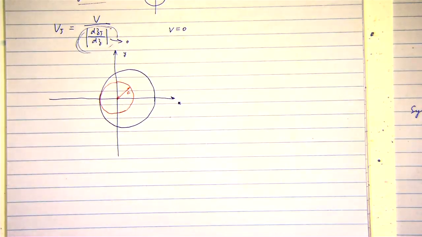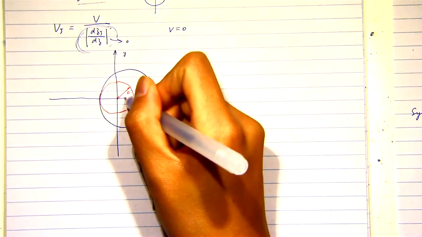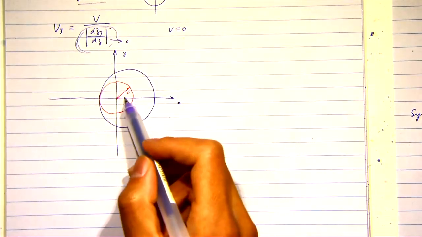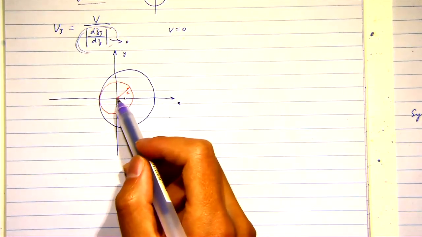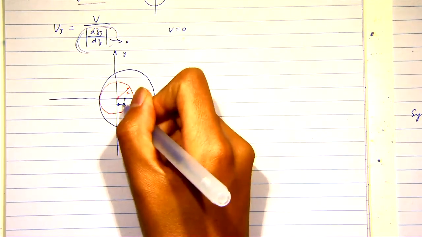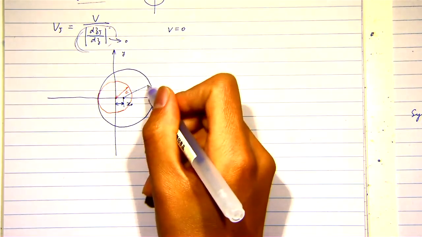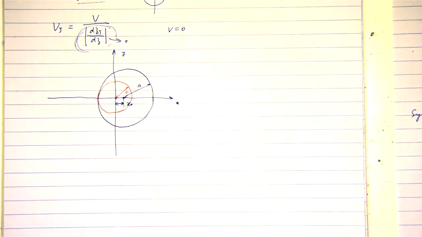Okay, so this is the circle I want to transform to the new plane. The center of this circle is here. It's shifted from the origin of the coordinate by an amount, I'm going to call it x naught. And the radius of this circle is A.